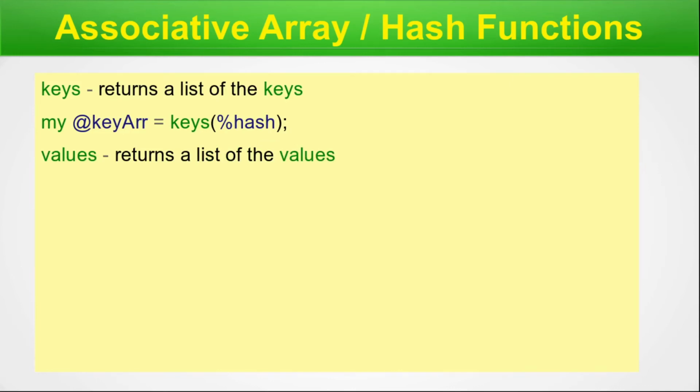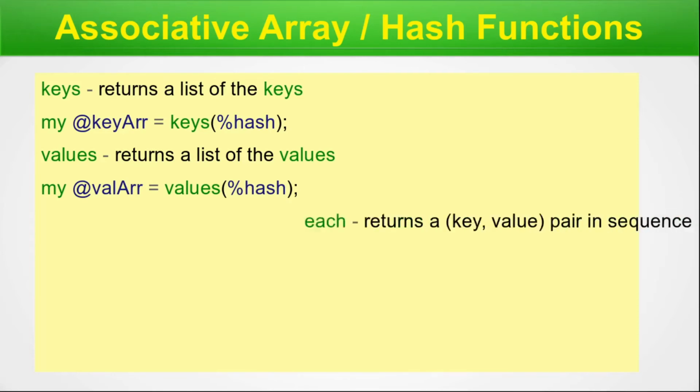Values return a list of values. Now we have used keys, but there is another function called values which can return the values in this way: my @value array is equal to values %hash. So the value array will now contain all the values. So you can either extract keys or extract values. Okay, there are two different functions.